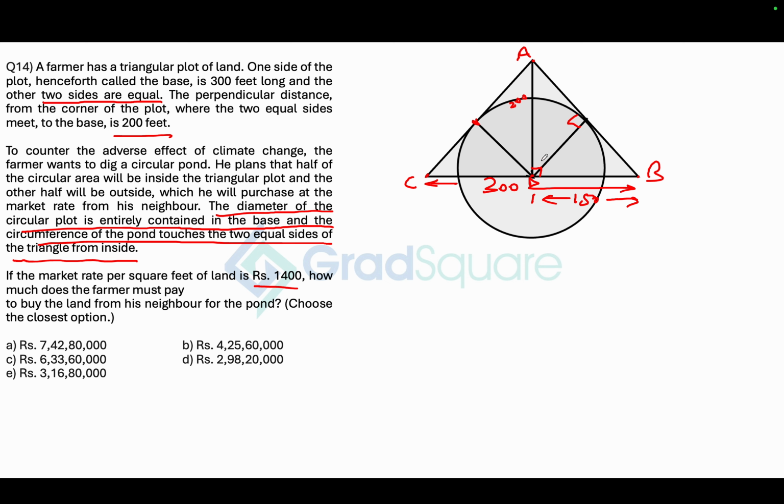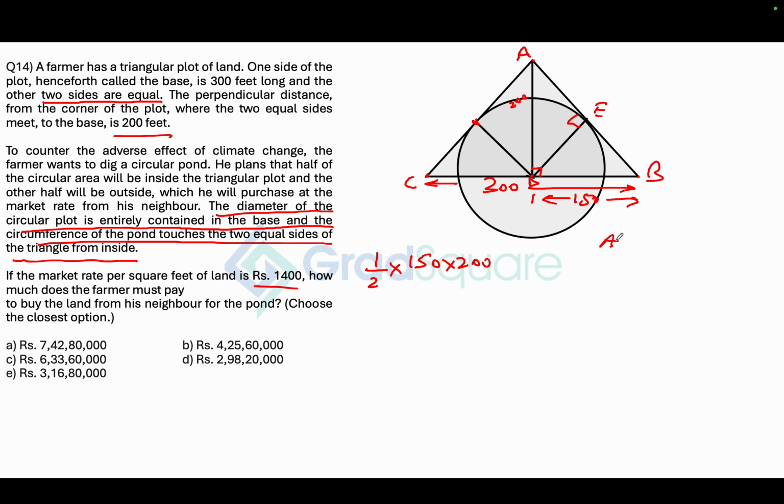Now if you look at the area of the triangle ADB, what will it be? Half base into height. The base is 150 and the height is 200. Now you can also calculate the area of the triangle ADB by looking at AB as the base and DE as the perpendicular, as the height, right? So we need to find out the value of DE. What is the value of AB?